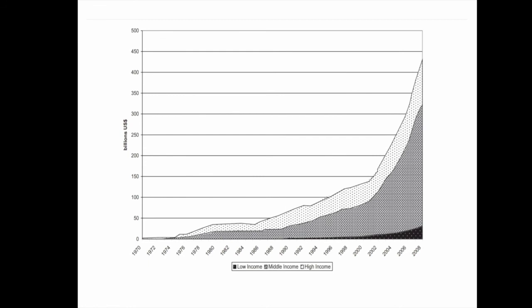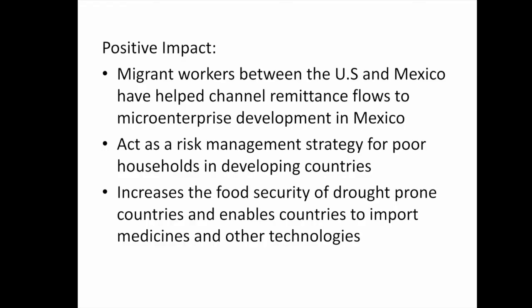Moreover, remittances to developing, or low- to middle-income, countries in the world were about $328 billion. This was more than double the amount of official development assistance, or ODA. Based on these flows, we can see the positive impacts. The first one: migrant workers between the US and Mexico have helped channel remittance flows to micro-enterprise development in Mexico. Also, migrants act as a risk management strategy for poor households in developing countries, increase the food security of their own country, and enable countries to import medicines and other technology.